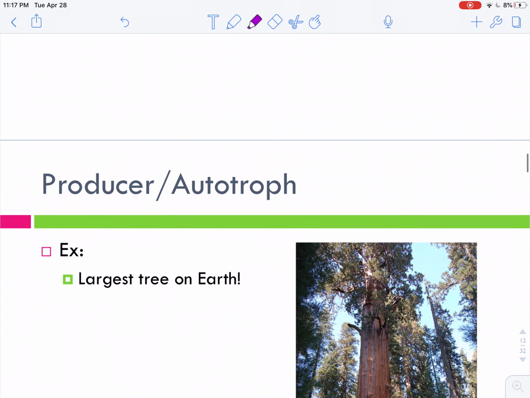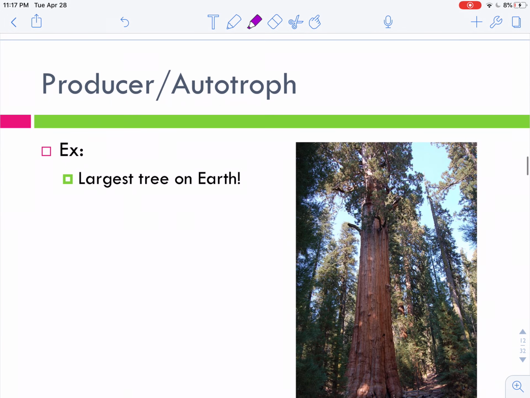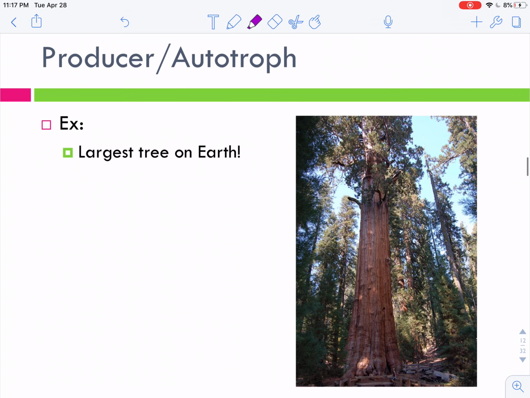We are not producers. We are not autotrophs. That's because we cannot make our own food. Humans must eat other things for food. Let's do some examples of producers and autotrophs. Here's a cool picture of the largest tree on Earth.